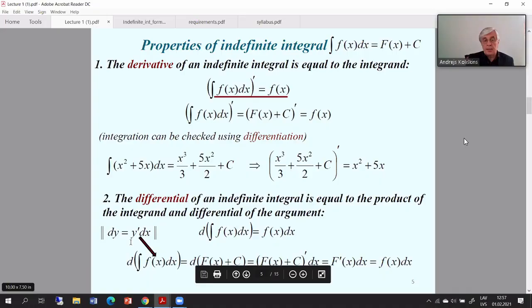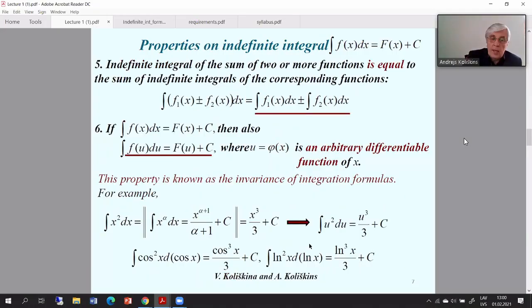To illustrate, let's look at this example. So we already know that the integral of x squared is x cubed divided by 3, right? Now, let's assume that, and what this formula tells us, that if I replace x with u here and there, then the right-hand side also will contain the same expression where x is replaced by u.